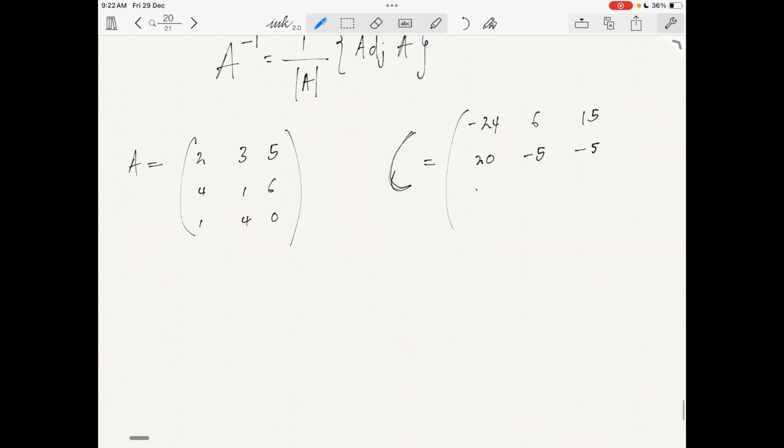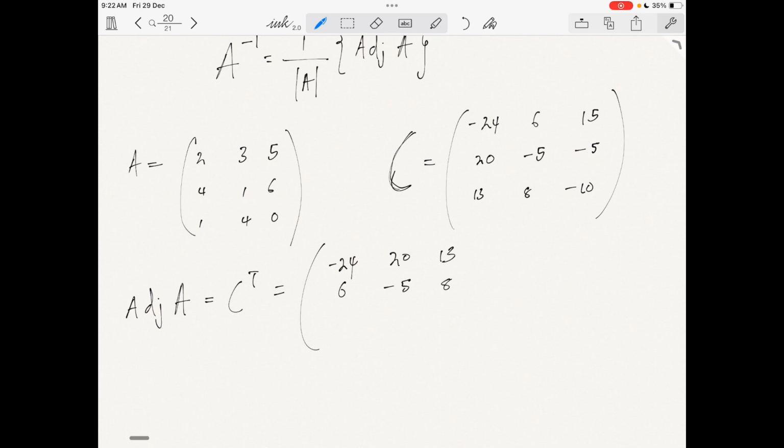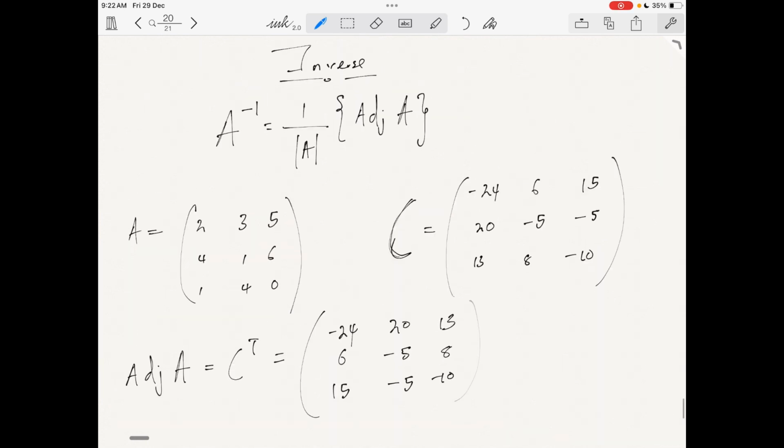And with that, we're able to evaluate the adjoint of the matrix A, which is the transpose of the cofactor, which you can read from here. That will give us minus 24, 20, 13, 6, minus 5, 8, and 8, 15, minus 5, minus 10. Now having done that, we've been able to evaluate the adjoint of A.